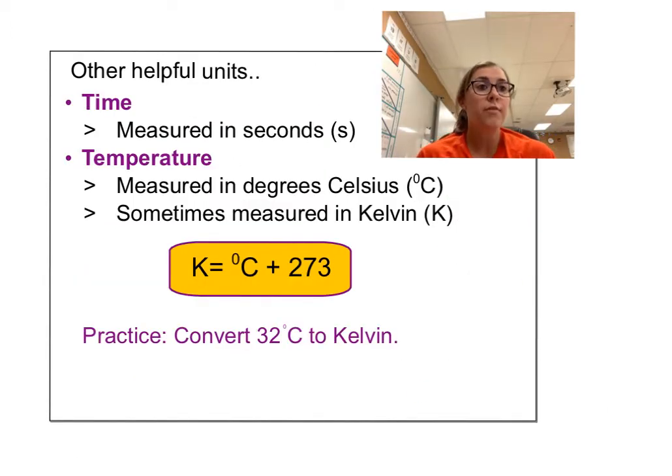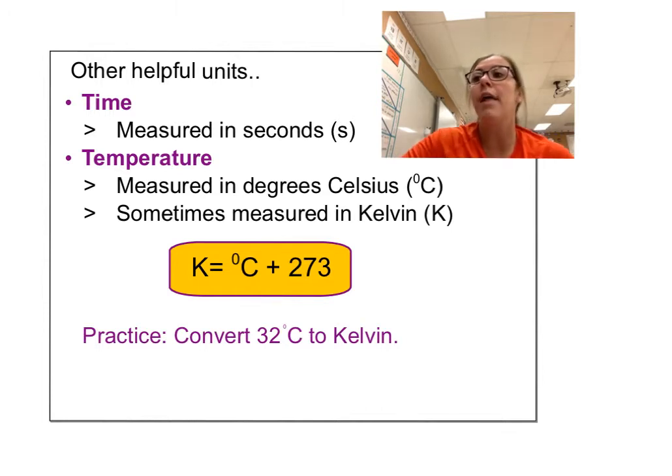Other helpful units for the SI or the metric system: time will always be measured in seconds. Temperature, there's 2 units for temperature we use. It's going to be Celsius, degree C, or Kelvin, just capital K, no degree sign for Kelvin. Notice we're not going to use Fahrenheit in this class, either Celsius or Kelvin.